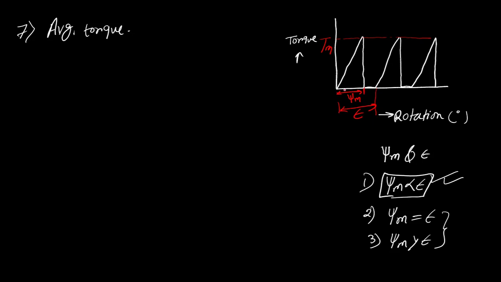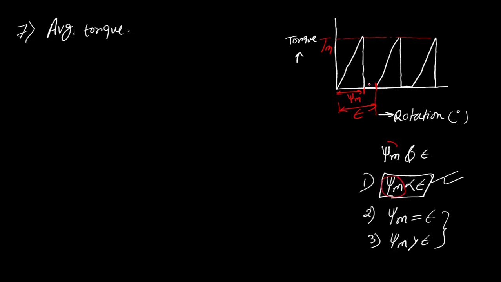the angle between two teeth. You can see one tooth comes in contact with the workpiece, it creates some torque. Then once the next tooth comes, again we are getting some torque. But in this gap there is no torque, because there is no engagement between the cutter and the workpiece. And the reason is that psi m is less than epsilon.